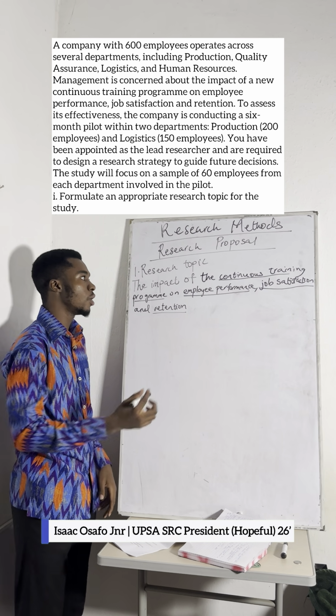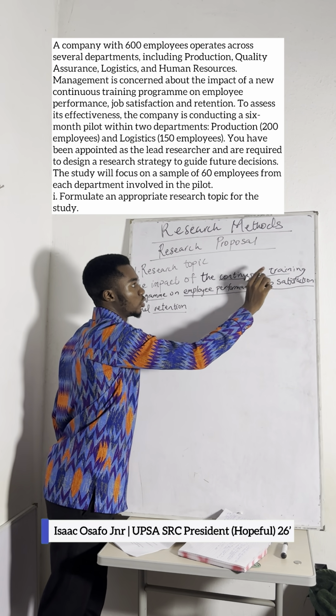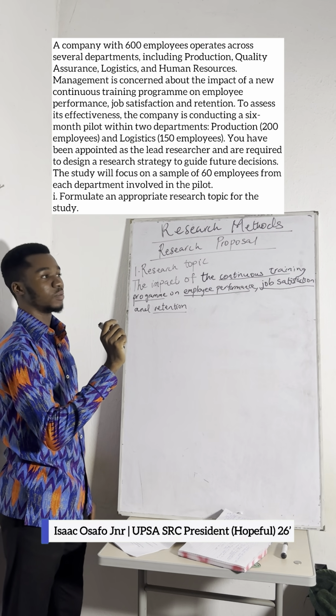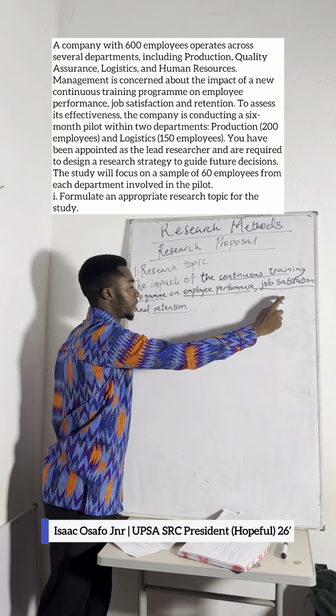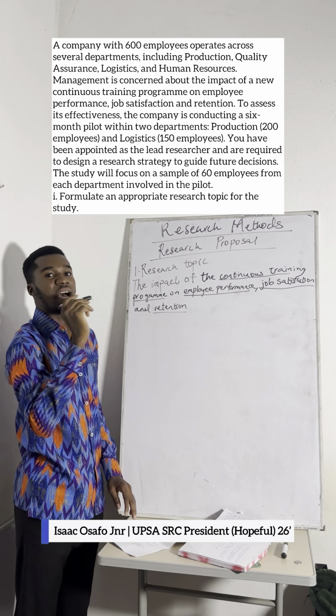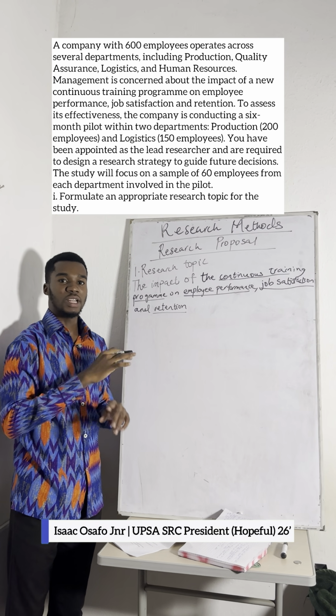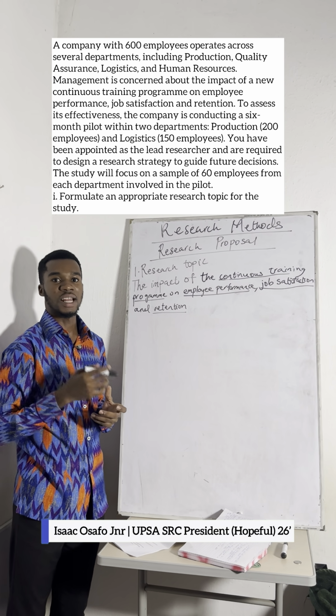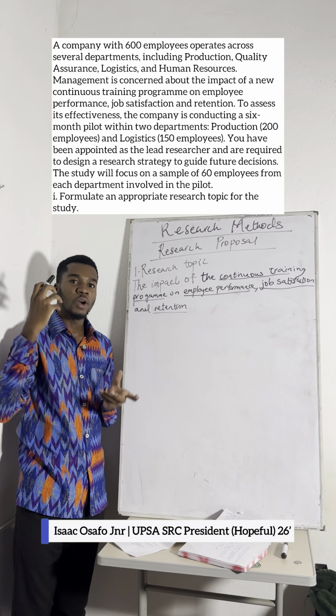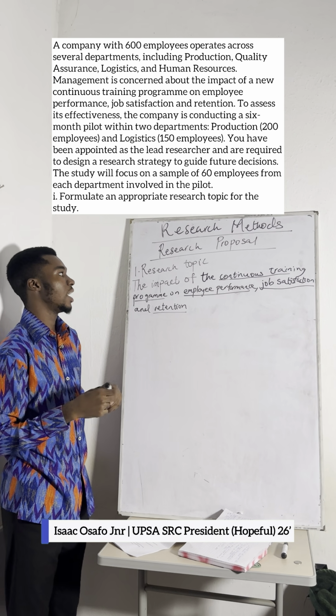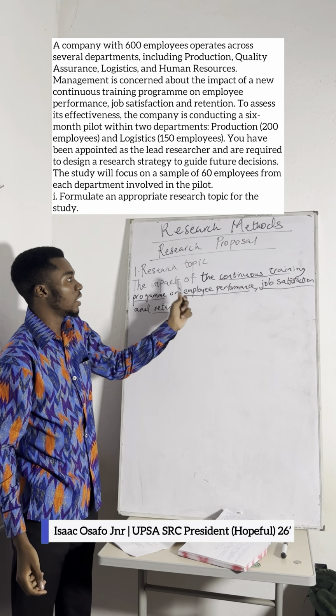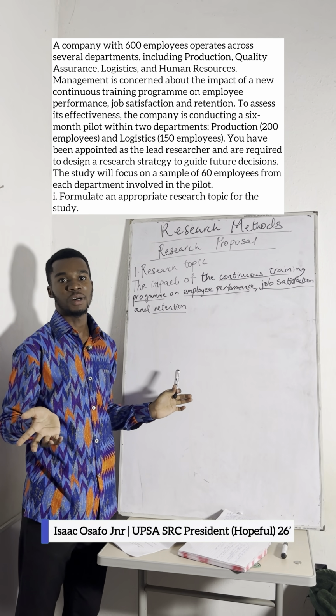Do you get it? So now we've been able to identify the continuous training program as our independent variable, then the employee performance, job satisfaction, and retention as our dependent variable. Do you get it? So now we know our research topic is correct. And I tell you that it also has to include whoever you're talking about. This one is talking about the employees. Because here there's employee performance, everyone knows that you're talking about employees.